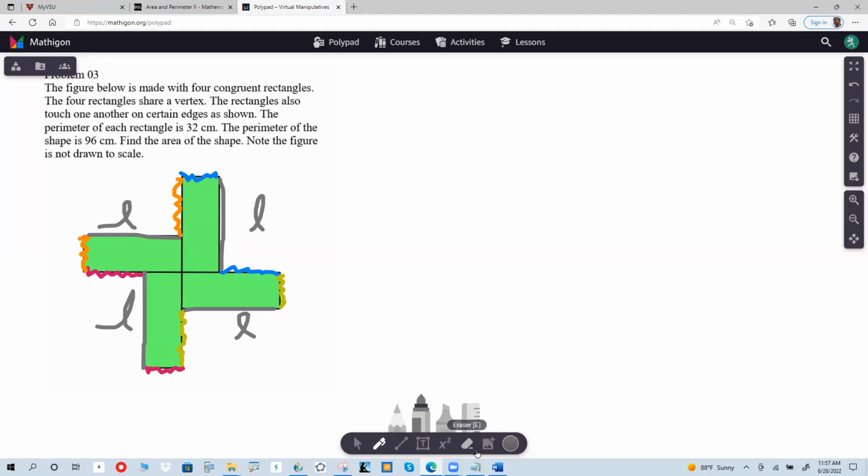The red pieces add up to L, and you want to focus and see it. The orange pieces also add up to L. The blue pieces add up to L. The yellow pieces add up to L. So how many L's do I have on the perimeter of this windmill? I am seeing 8 L's. So 8L must be your 96. That's the perimeter of the shape. 8 L's together account for the whole perimeter.